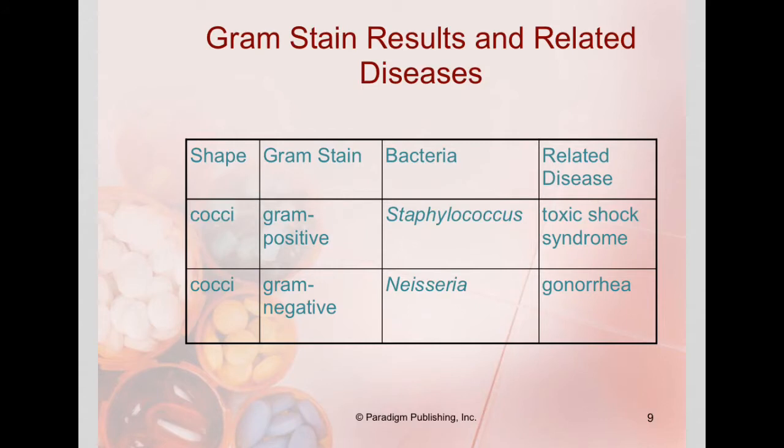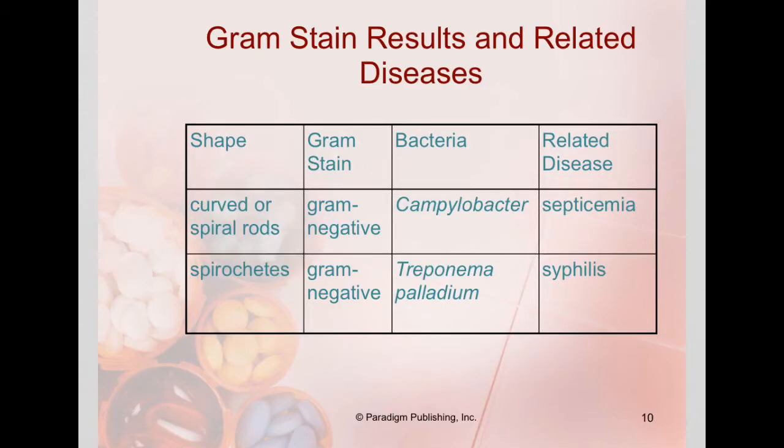If it's a cocci shape, just meaning that it's round, and it's gram positive, it's like a staph bacteria. Toxic shock syndrome can be related to that. If it's gram negative, Neisseria, gonorrhea. Curved or spiral rods, gram negative, septicemia, and spirochetes. A gram negative can be showing that it's related to syphilis.